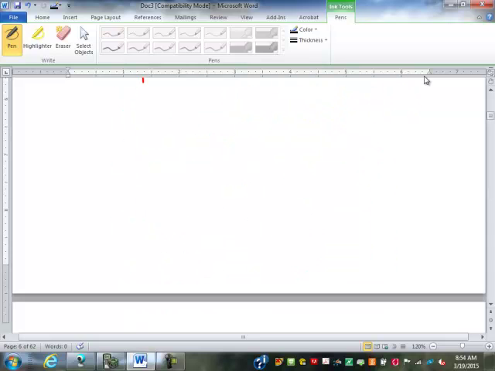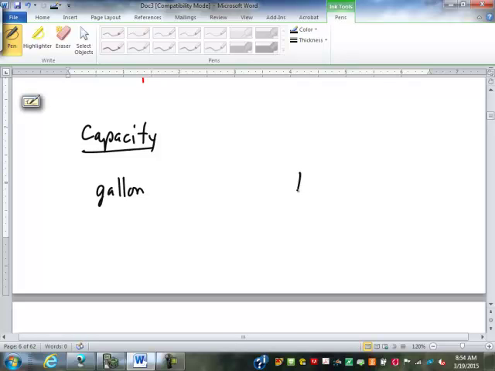So anyway, if we're looking at capacity, units of capacity in the standard system, gallons are probably the main one. In the metric system, it would be liters. Relationship between gallons and liters: 1 gallon is equal to 3.785 liters.